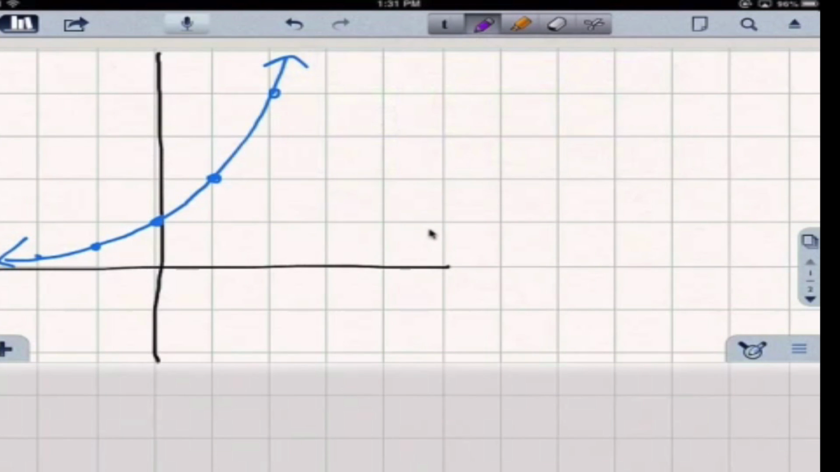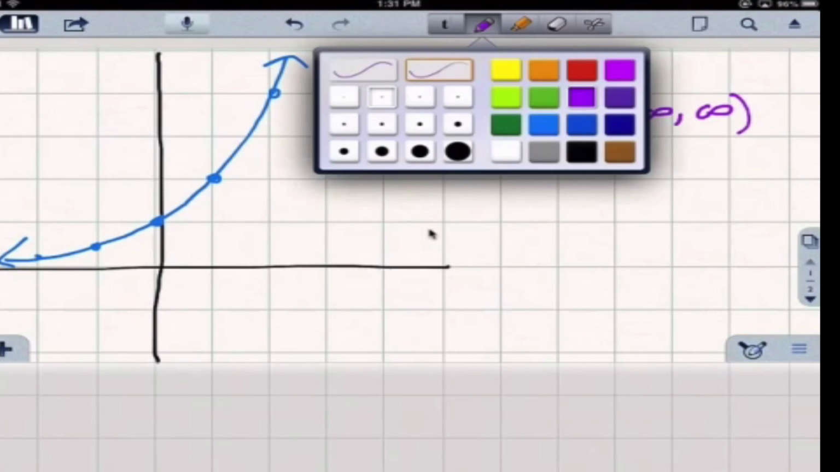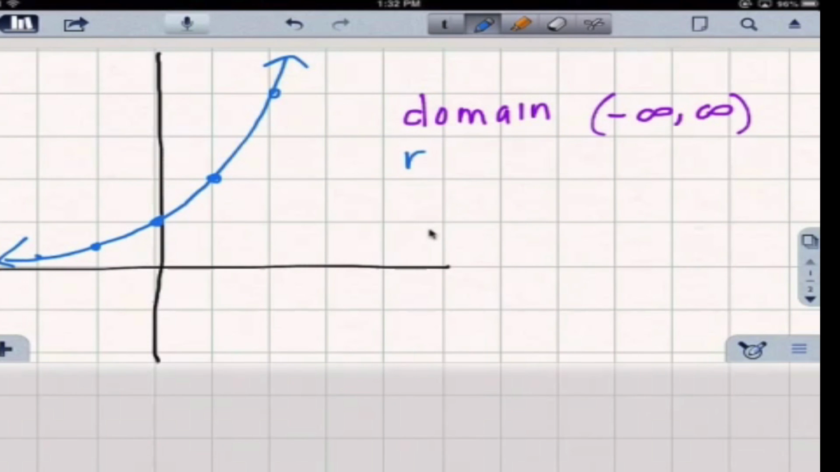The first question, it's going to ask you for the domain. And we know the domain means all the x values. And for every single exponential function, the domain is actually going to be every number. So we write that in interval notation as -infinity to infinity.